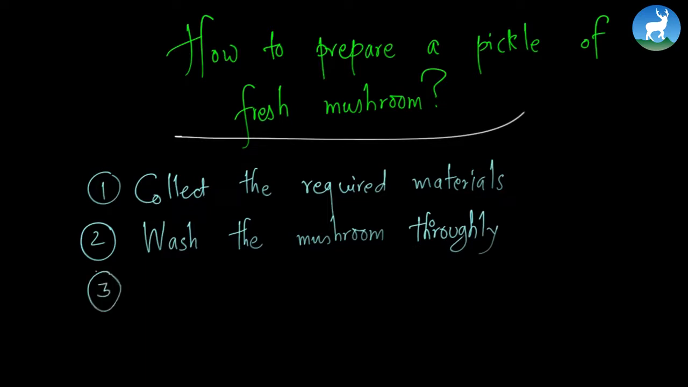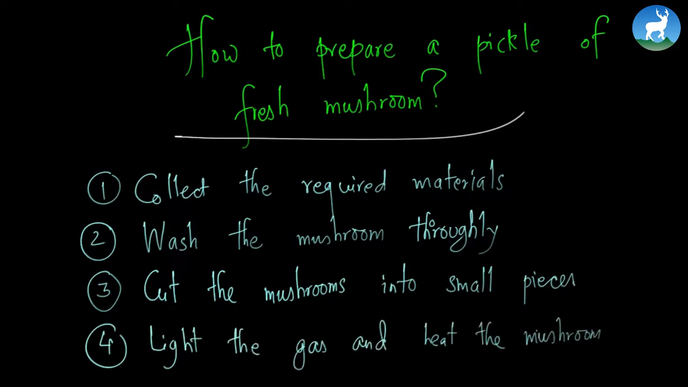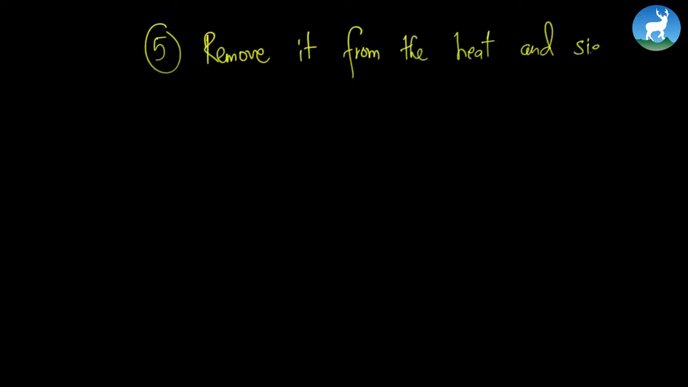The third point is, cut the mushrooms into small pieces. The fourth point you should be doing after that is, light the gas. Of course, you need to cook, light the gas, and heat the mushroom. So heat the mushroom in a clean steel utensil with continuous stirring for 2 to 3 minutes. Just stir it lightly in oil. Afterwards, remove it from the heat and sieve the mushroom thoroughly.